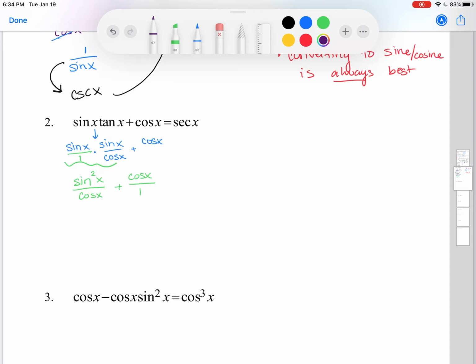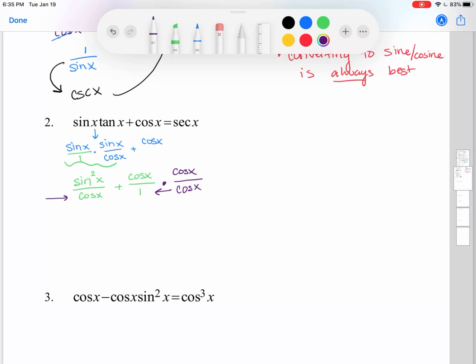And the only way to do that is to get the same denominator. So that's where I'm going to look. I'm going to look at my denominators, and I'm going to say, well, my least common denominator between both of those needs to be cosine x. Well, I can't just randomly change one denominator. I need to multiply by a factor of 1.